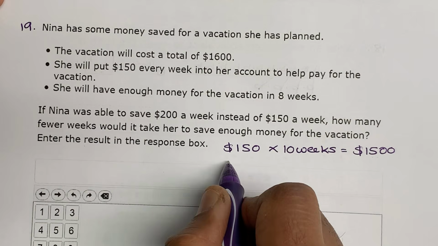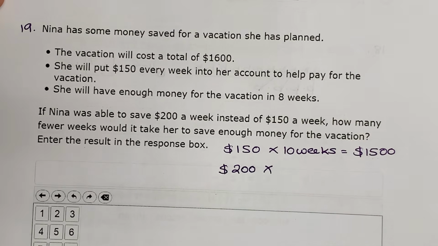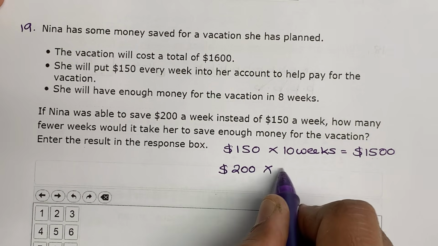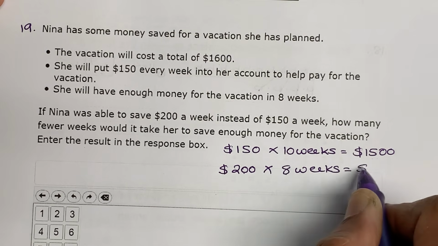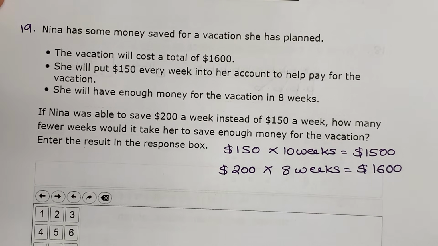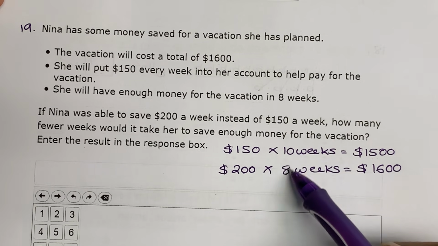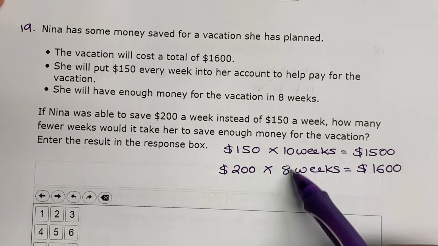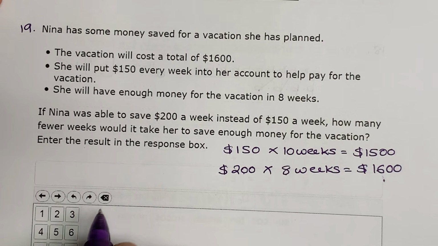All right. Now let's see what happens if she starts saving $200 per week. How many weeks does she need to get to 1,600? Now I know that 200 times 8 weeks, I just need 8 weeks. 200 times 8 will help her reach her goal of $1,600. So you can clearly see that it takes her 2 fewer weeks. If she saves $200 per week rather than 150, it will save her at least 2 weeks to get to the total she needs. So the answer to this question is 2 weeks.